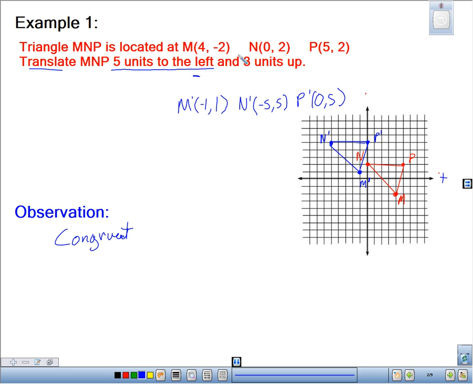Okay? Let's look at the y's. -2 to +1. +2, +5. How did those change? Hopefully you realize that when we went up 3 units, our y coordinates, if you notice, also go up by 3. So if I'm going to go up, I'm going to add. Whereas, say, if I go down, I would subtract.